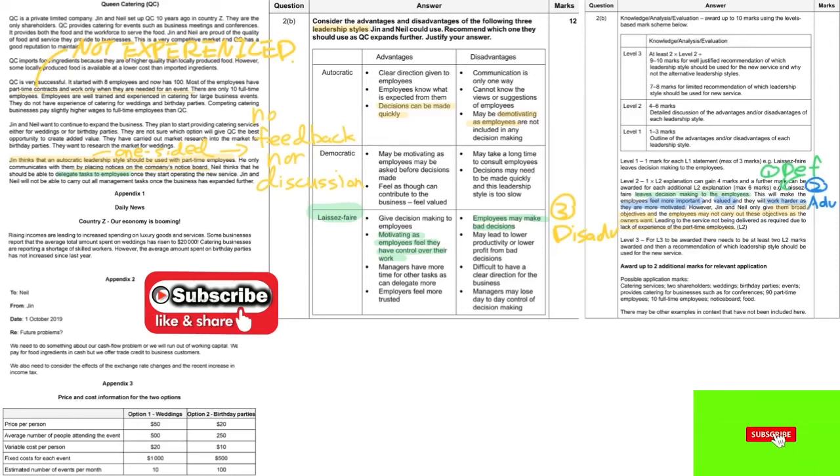Now for level 3, if you give limited recommendation, then you get 7 to 8 marks. If you can give well-developed recommendations, then you get 9 marks. So what is the meaning of a well-developed recommendation? We can take a look at the marking guidelines. In the marking guidelines, there are possible application marks you can use. Say for example, there are only 10 full-time employees, and you have made use of the notice board so far.